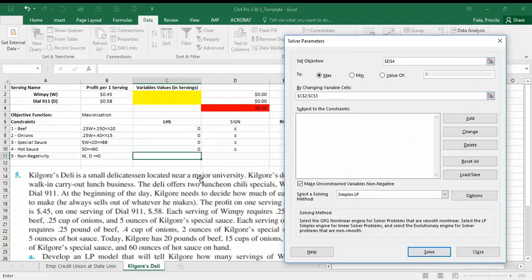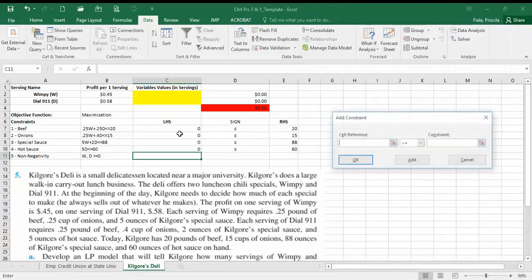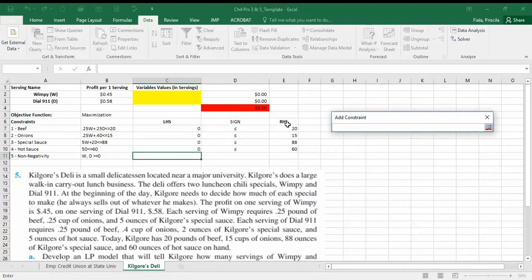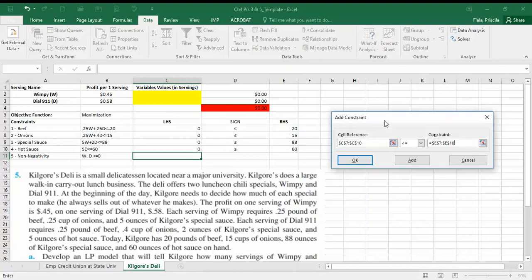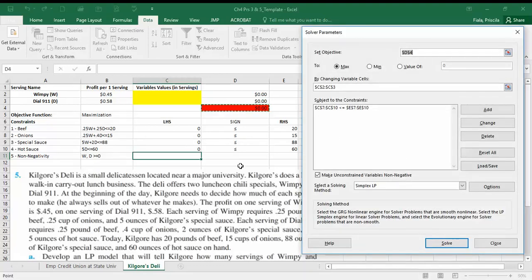Now for my constraints, I could just go ahead and add them one by one. But since I have the same sign and I have shown you this shortcut before, all you can do is add all the left-hand side, and then they are all smaller or equal to all the right-hand side. You could go ahead and do one by one. That's fine with me too. It's just easier since it has the same sign. If you had a different sign, then definitely you're going to have to do it separately. Make unconstrained variables non-negative, so all your variables are non-negative.